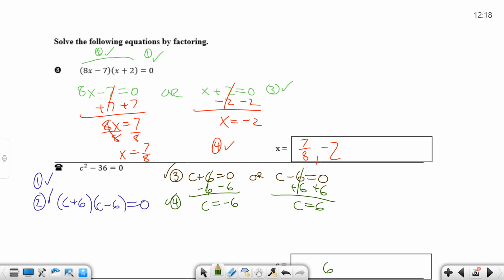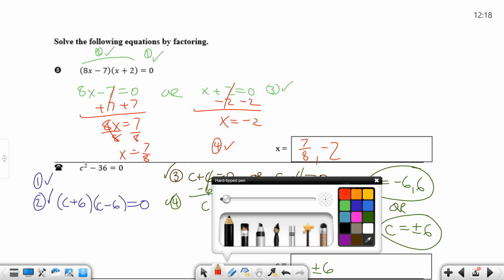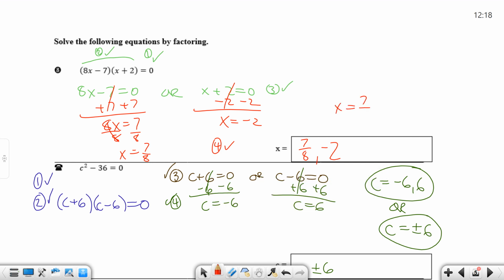I have 6 and negative 6. Or I could write it as plus or minus 6, right? I could write c is negative 6 comma 6. That's one answer. Or I could say c equals plus or minus 6. Either one of those works. Commas between them, no commas between them. Then go write this out here too. x equals 7/8 or negative 2.